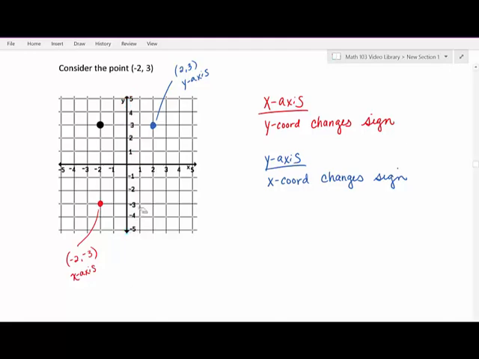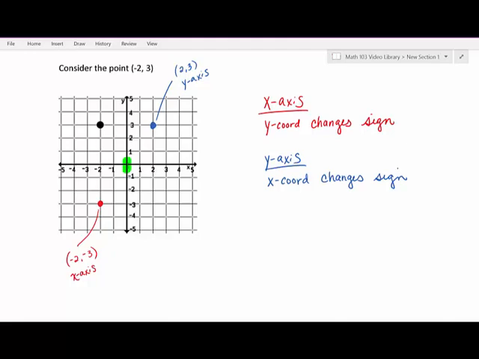The last type of symmetry is symmetry with respect to the origin. And I definitely think that symmetry with respect to a point is much more difficult to visualize than symmetry with respect to a line. So what I always think of when I have symmetry with respect to the origin is diagonal symmetry.